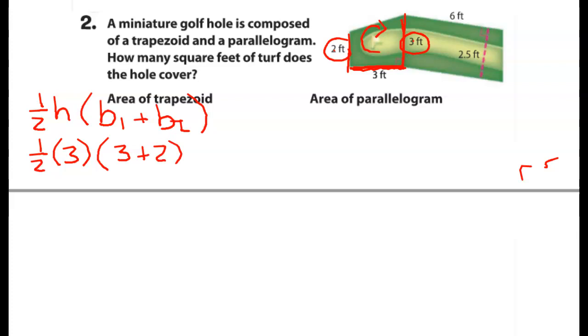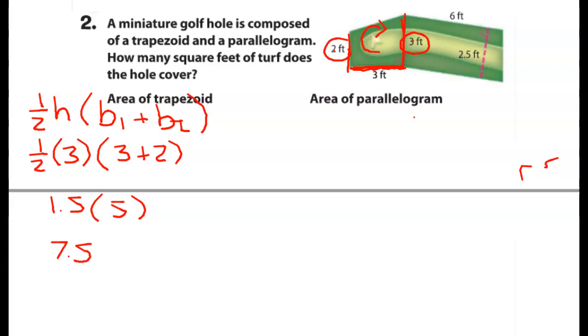So now half of the height, half of 3 is going to be 1.5. So I'm going to multiply 1.5 times 3 plus 2. 3 plus 2 gives me 5. So 1.5 times 5 gives me 7.5 feet squared. So I've gotten the trapezoid taken care of.